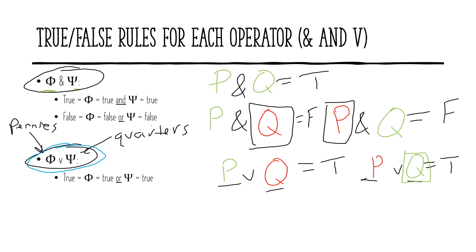I might not have the pennies, but I do have the quarters, but that's enough to satisfy the truth conditions for this sentence to make it true. Now, what makes it false is both of them being false. So, if I don't have pennies and I don't have quarters in my pocket, then this statement, I have either pennies or quarters in my pocket, is false.